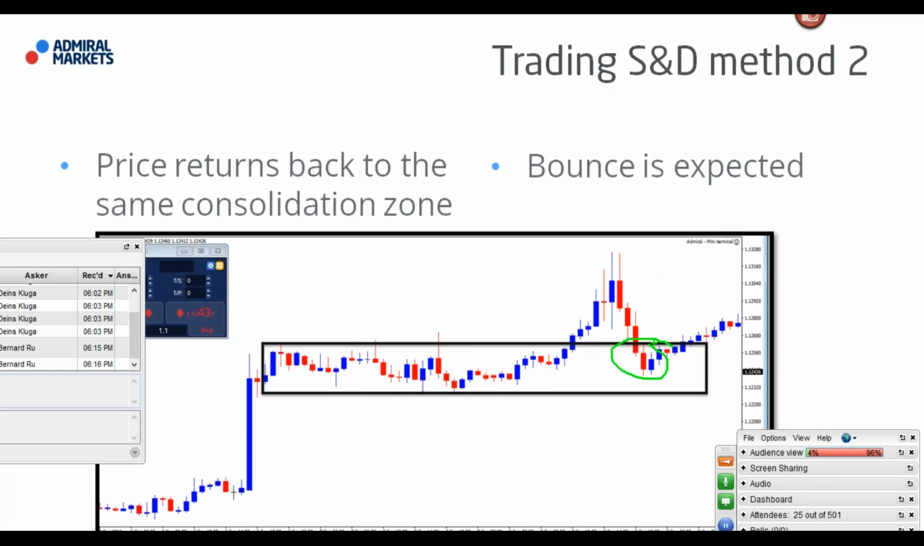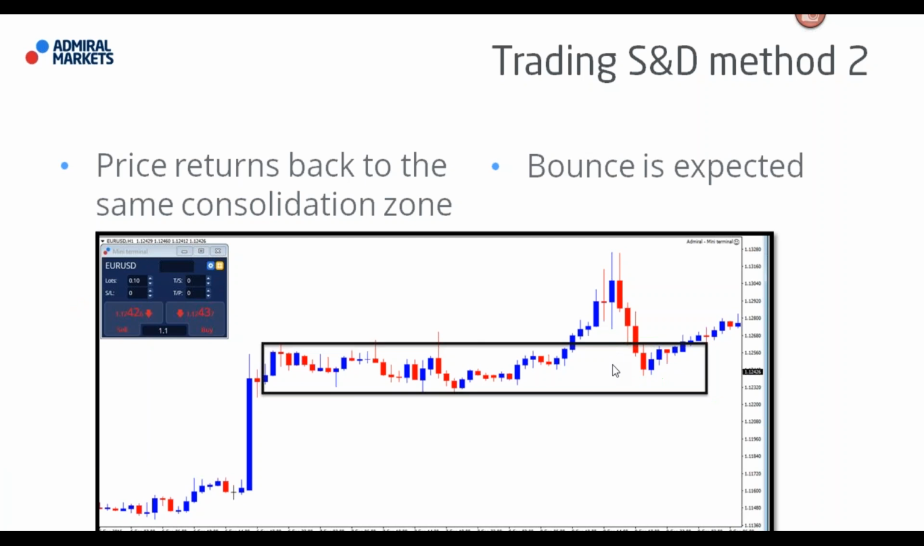Basically, once price does that, a bounce is expected. So once price returns back to this same zone, there's a good chance price is going to bounce. Not always. Sometimes price crashes right through it, and these patterns sometimes do not uphold. You have to be aware of that. I'm a wave analyst, so for me, it depends on the market structure, whether I think a supply-demand zone will hold or not.